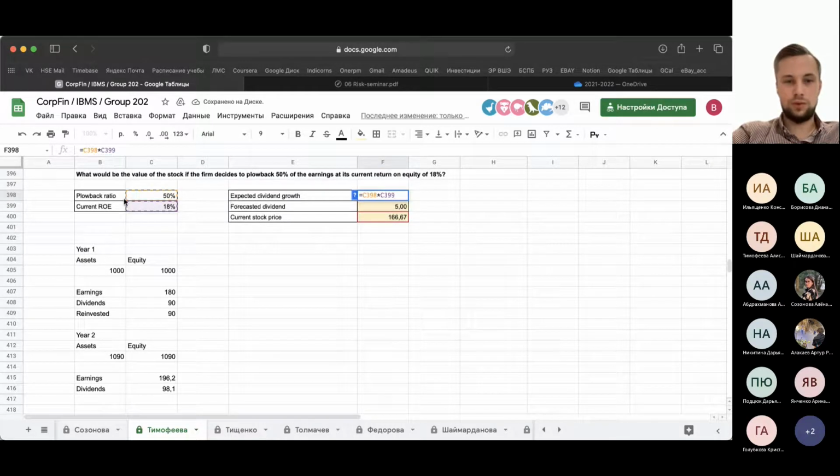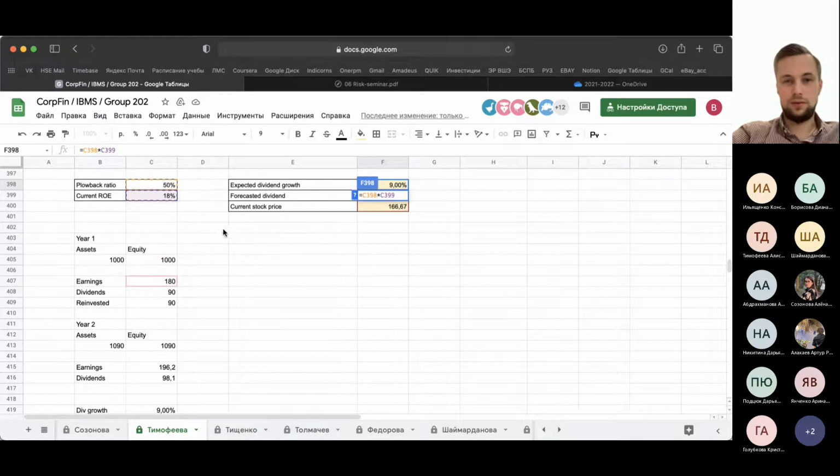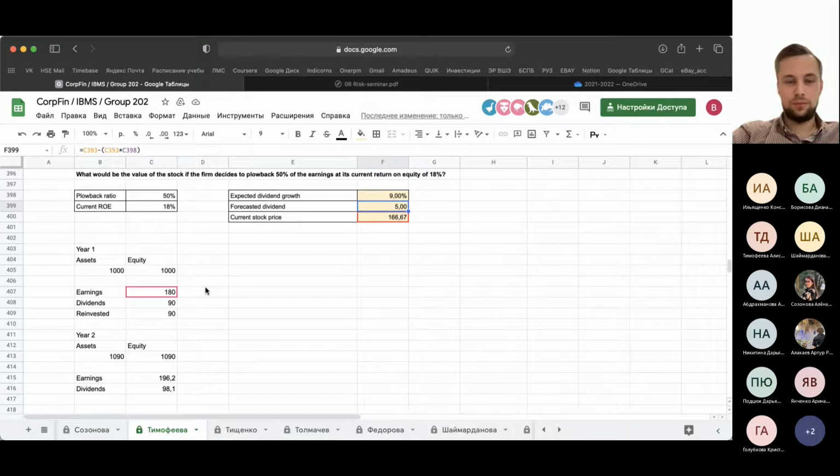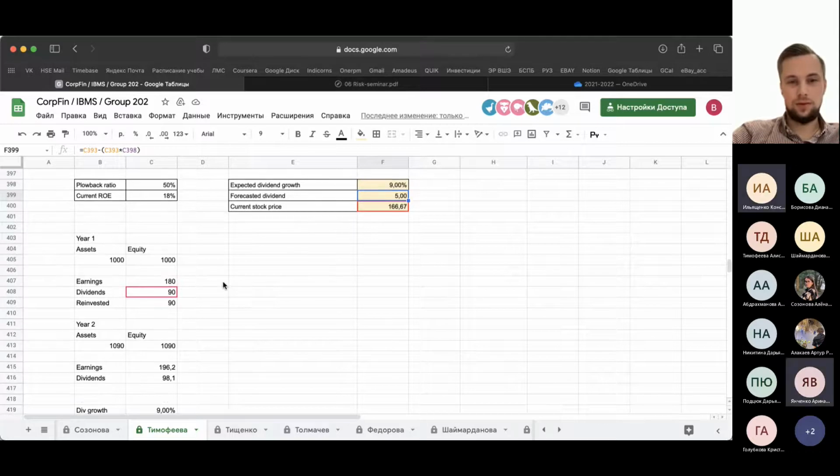So that's why we can just multiply the plowback ratio and current return on equity and get the expected dividend growth. So is it clear for now? Because we had some problems with other groups. So is it clear now for you? Yes, thank you.